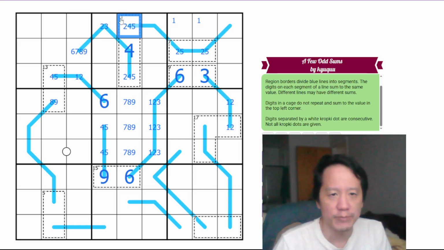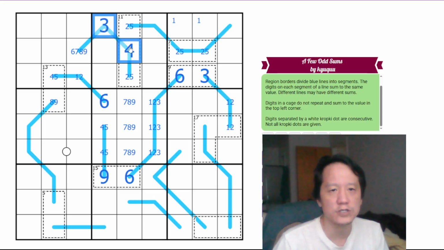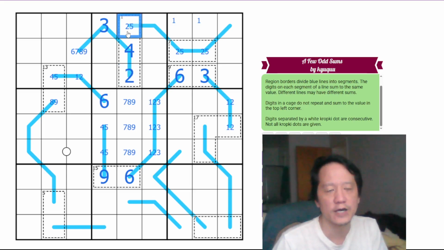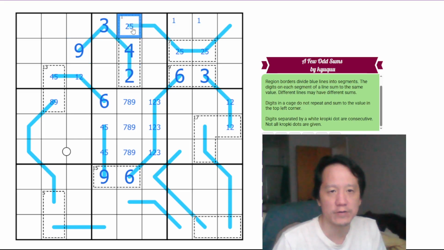Which means this can't be 4 here. This can't be 4. This can't be 1 here, and it can't be 2. So this has to be a 3 here. So this is 3, 4, and 2 here to add up to 9. That's the minimum that was allowed. Therefore, this is 5.